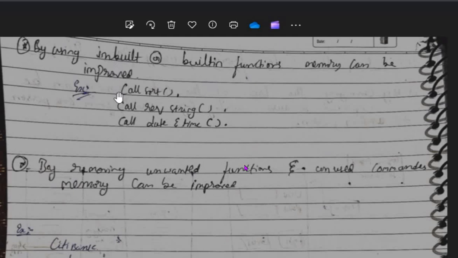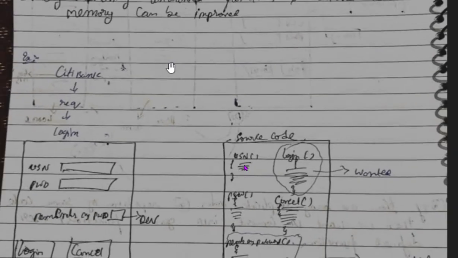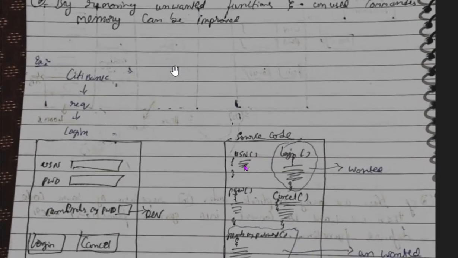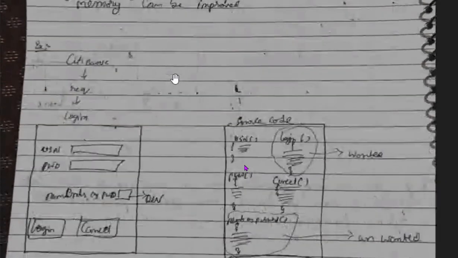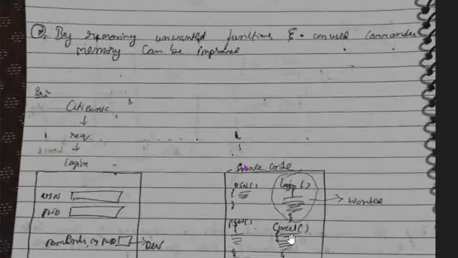See, for example, call sort, call requirement string, call date and time. These are simple built-in functions to call all these things. So by using built-in functions, memory can be improved. By removing unwanted functions and unused commands, memory can be improved. For example, see here I mentioned login. For the entire thing, if the login page is there, it is unwanted, right? That's why by removing unwanted functions, unused commands, memory can be improved.